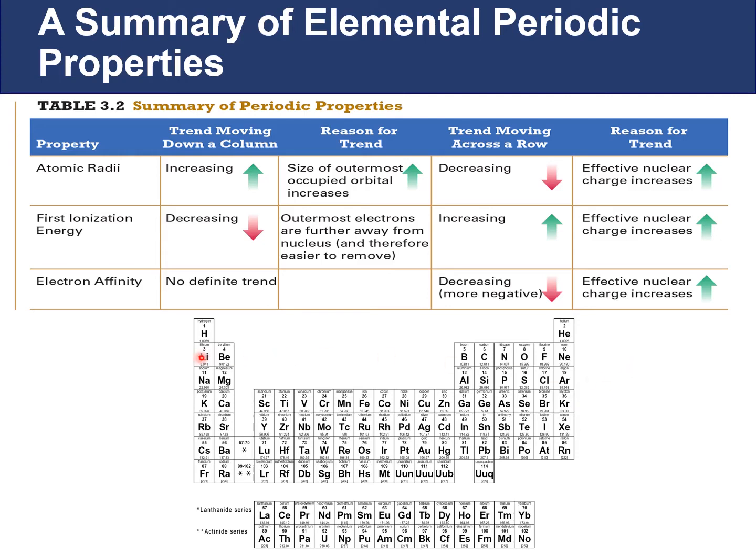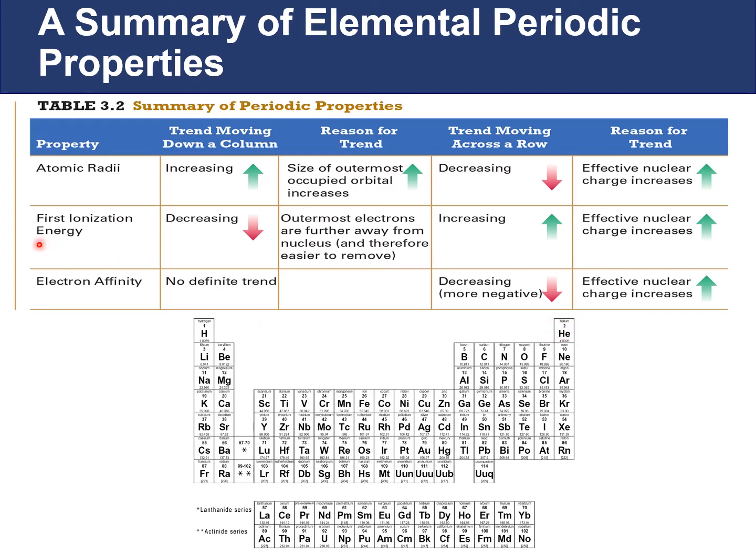As we go from left to right, the atoms are going to get smaller. And that's because you have an increase in the effective nuclear charge. So as we go from left to right, the effective nuclear charge increases, and that will pull the valence electrons closer towards the nucleus. So atoms will get smaller as you go from left to right, and they will get bigger as you go down the periodic table. So what this means is that helium is going to be your smallest atom.